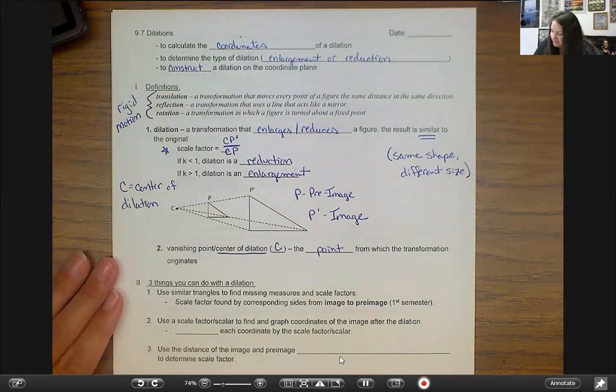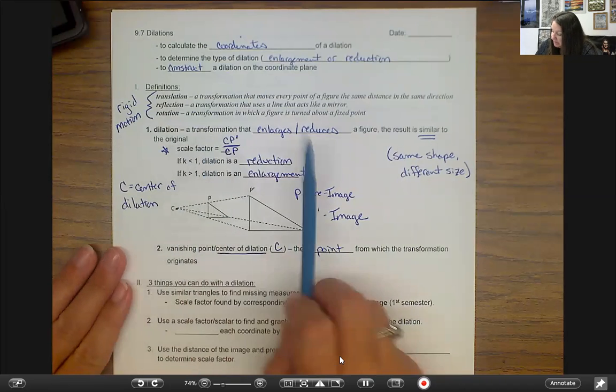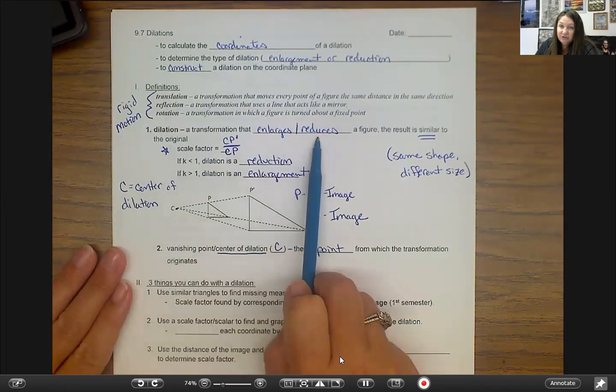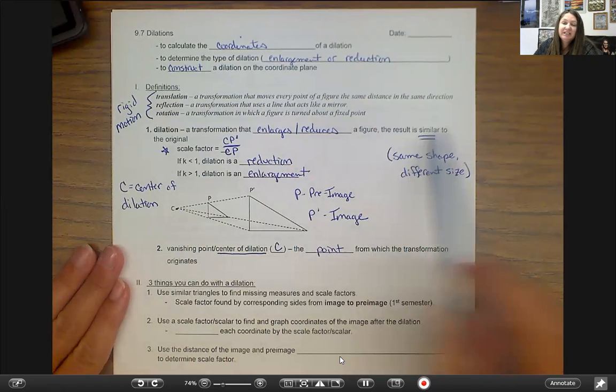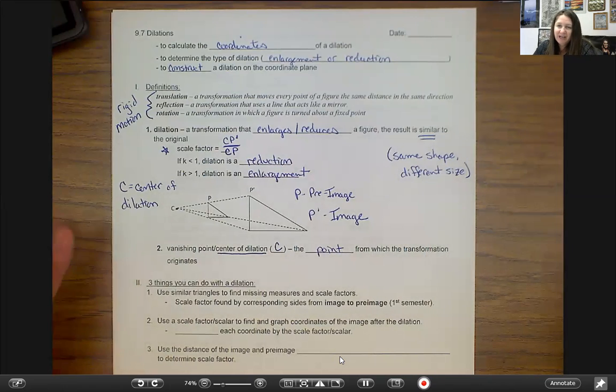If you do have a dilation, think about when your eye dilates. It gets larger, and then once the drops wear off at the eye doctor, it gets smaller, but it's still in that circular shape, it's just enlarging and reducing. Your dilation on your graph is going to work the exact same way. So in your dilation, a transformation will enlarge or reduce the figure, but the result has to be similar to its original.